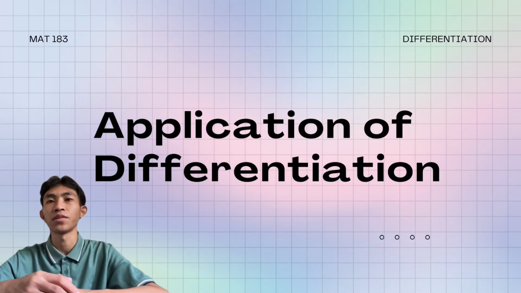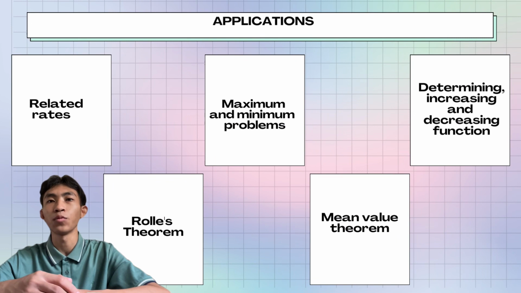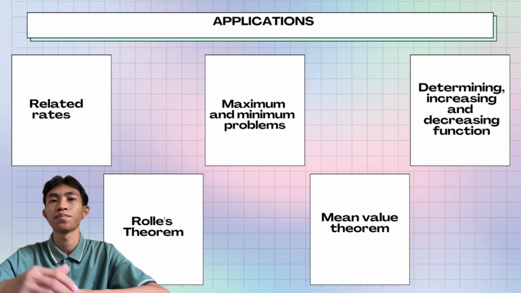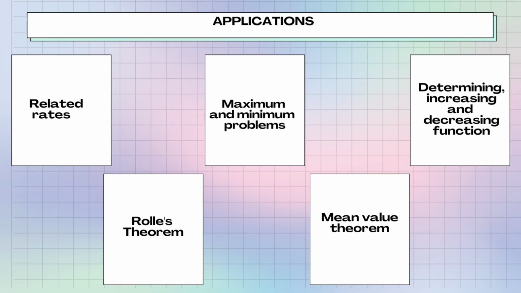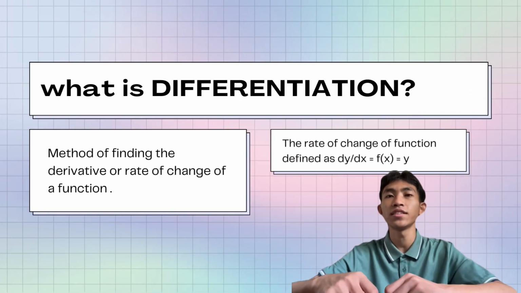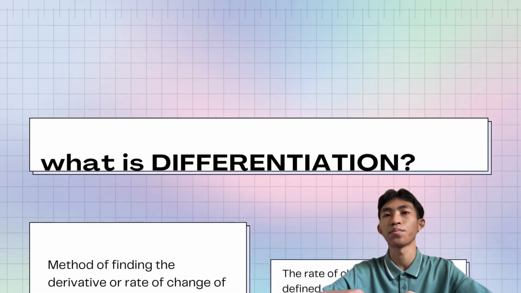Application of differentiation. There are 5 types of application, which are related rates, maximum and minimum problems, determining increasing and decreasing functions, Rolle's theorem, and the last one is the mean value theorem. What is differentiation? Differentiation is a method of finding the derivative or rate of change of a function. The rate of change of a function is defined as dy over dx equals f'(x), where y equals f(x).